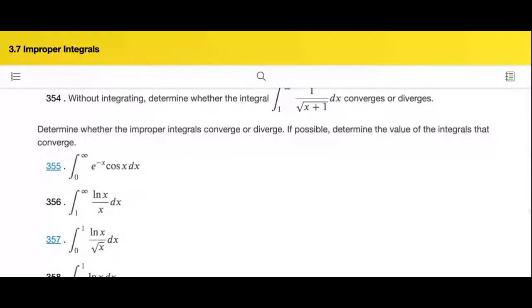Okay, let's all try 355. Maybe some of you can teach me some new strategies. I'll try 355.